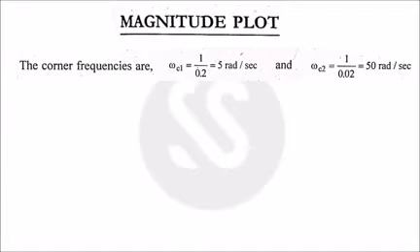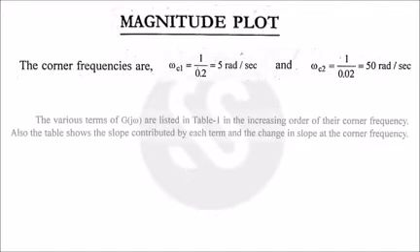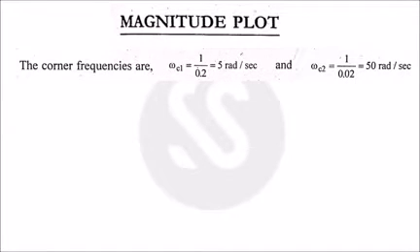So how do we find the corner frequency? If a term in the denominator or numerator is of the form 1 plus something s, then the reciprocal of the coefficient of s is the corner frequency. Here we get two corner frequencies, 1 by 0.2 and 1 by 0.02. So omega c1 equals 1 by 0.2, that is 5 radian per second, and omega c2 equals 1 by 0.02, which is 50 radian per second.